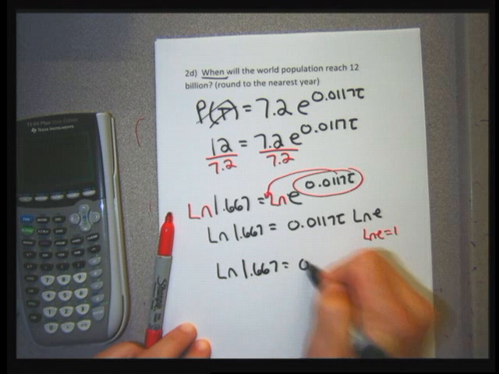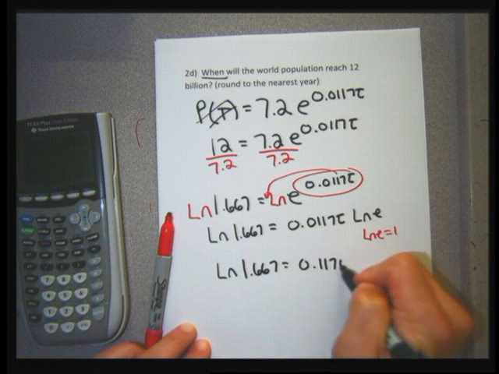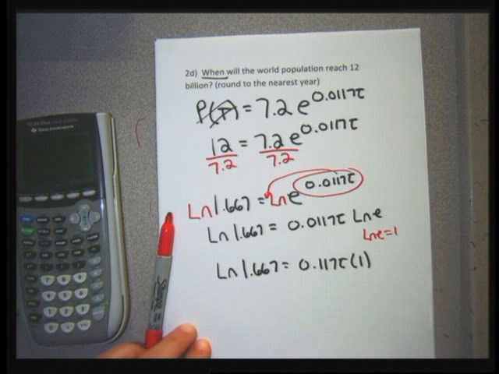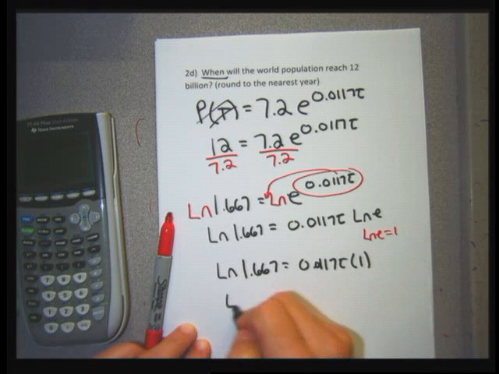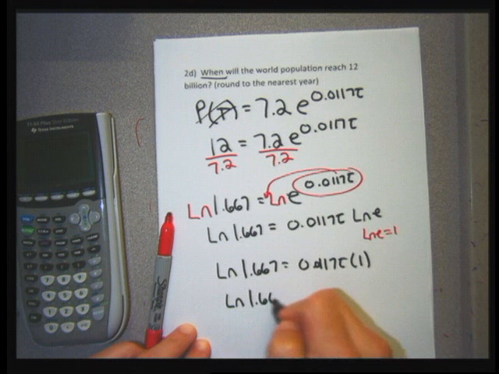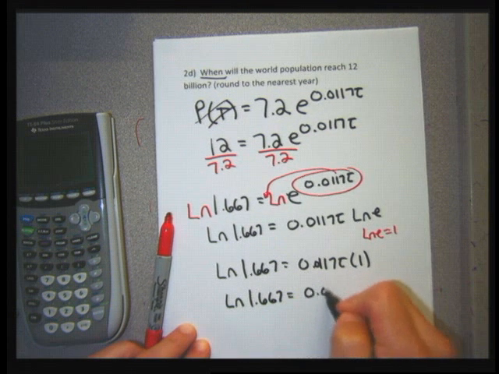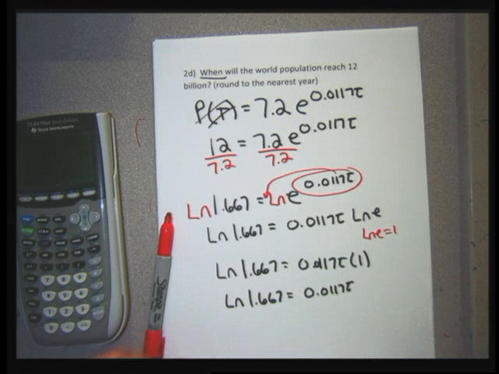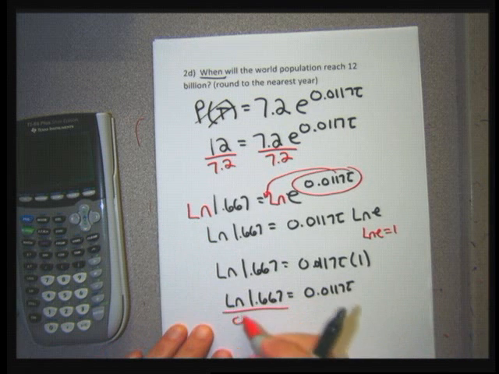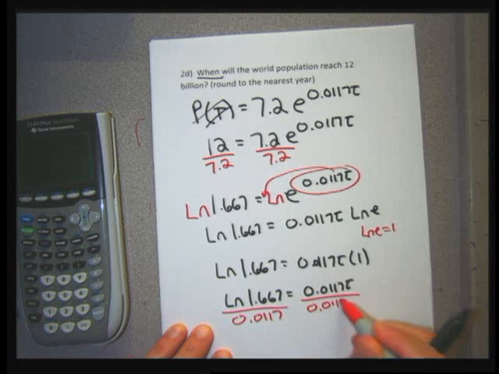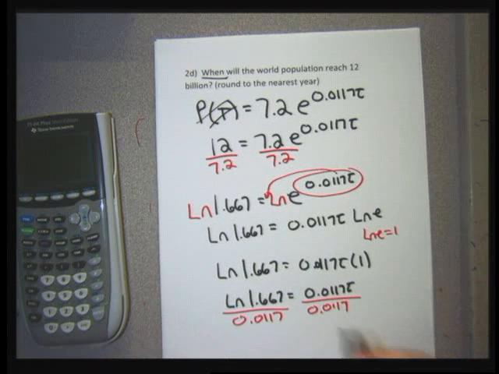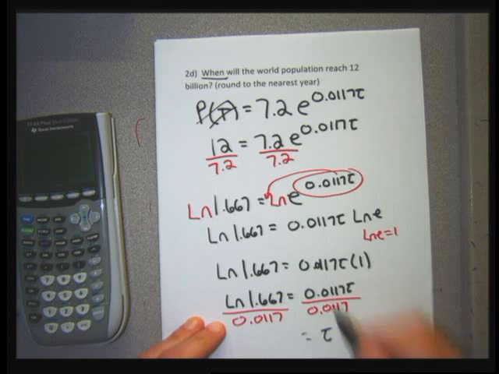this is really the ln of 1.667 equals 0.117t times 1. I forgot a 0 there. Too many zeros going on. So I get the ln of 1.667 equals 0.0117t. I'm going to divide both sides by 0.0117. On the left side, I'll be left with my t, which is going to be my answer.